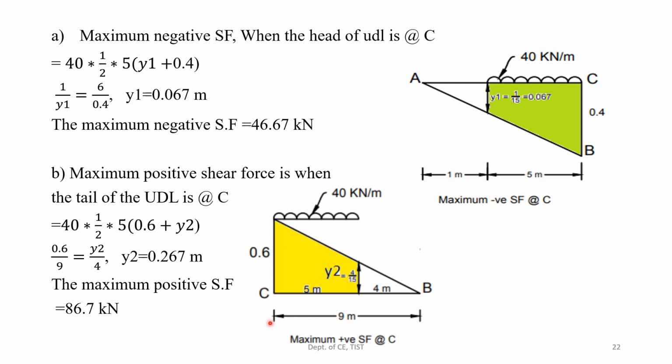Here the total length of the span CB is 9 meter, and the length of the UDL is 5 meter, so the remaining length is 4 meter. So 0.6 divided by 9 is equal to y2 divided by 4. So y2 is equal to 0.267 meter. From that, the maximum positive shear force is equal to 86.7 kilonewton. So you got the values of maximum negative shear force and also the maximum positive shear force. Then you have to find the value of maximum bending moment.